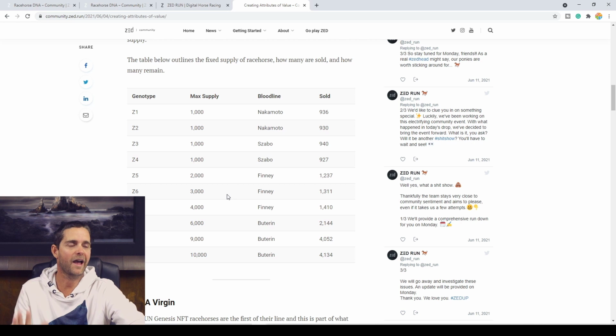As far as blood type is concerned, here are the Finnies, the Z5s. You can see Finny, Z5. There are 2,000 of those. Still very, very rare in comparison to the overall Genesis supply, but not as rare as the 1,000 1s, 2s, 3s and 4s. And then as we go through Finnies, you can see the 6s have 3,000 and the 7s have 4,000. So they're getting less rare as you go down through those numbers.